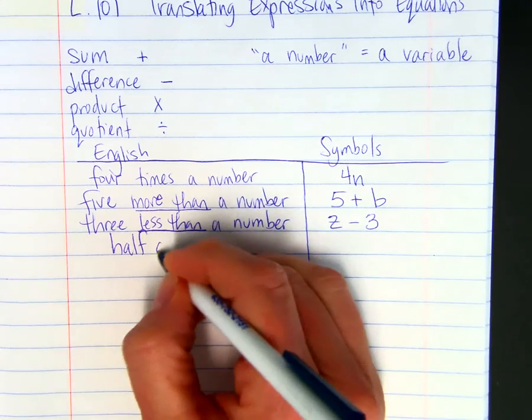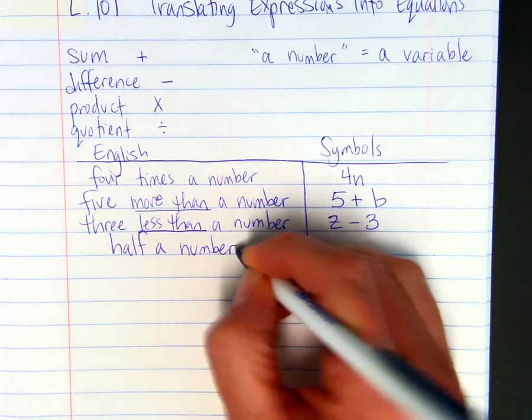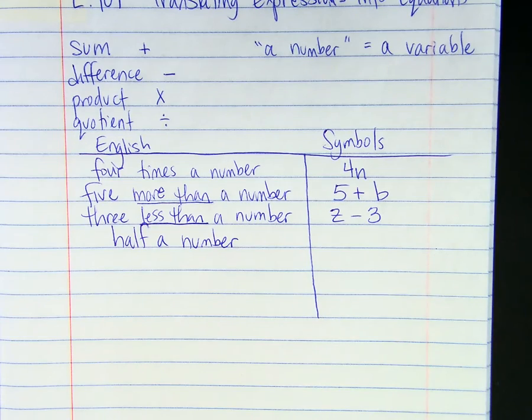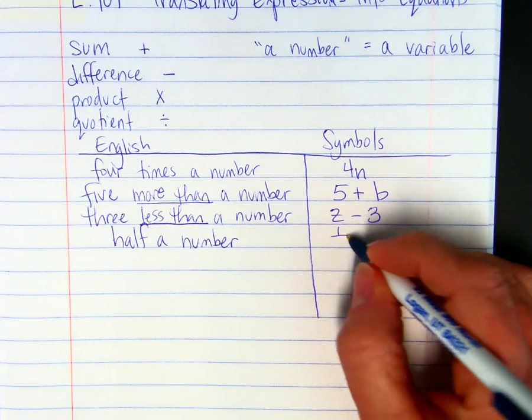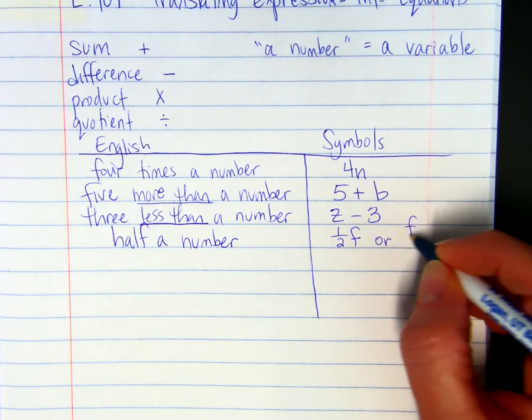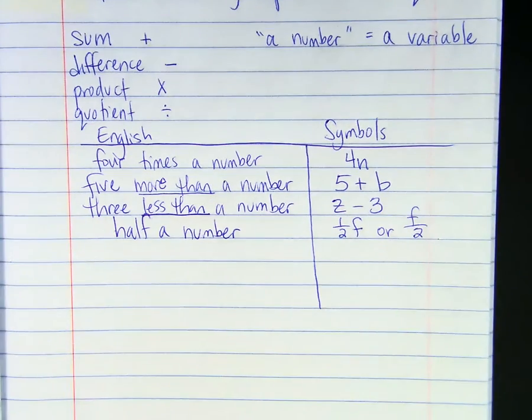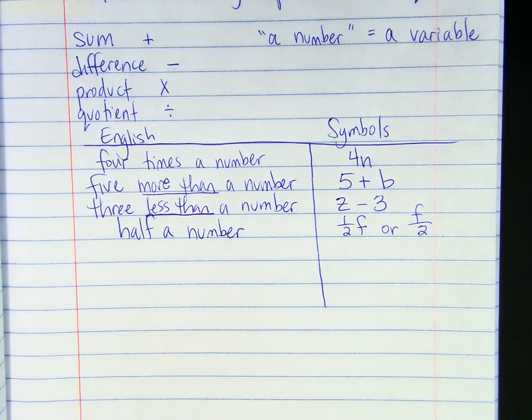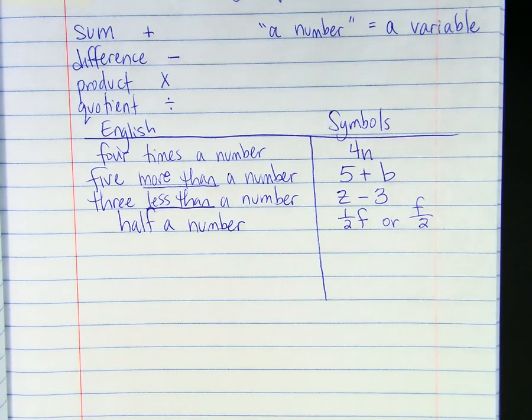Sometimes you'll see half a number. That just means times 1/2 times the number. Or divide the number by 2. So half a number could be multiplied by 1/2 or divide by 2. It just means the same thing.